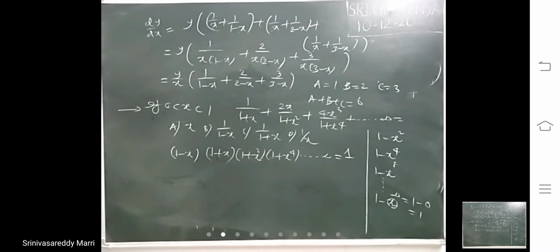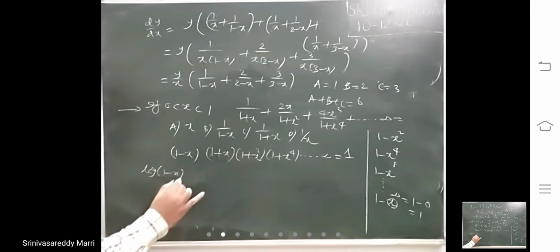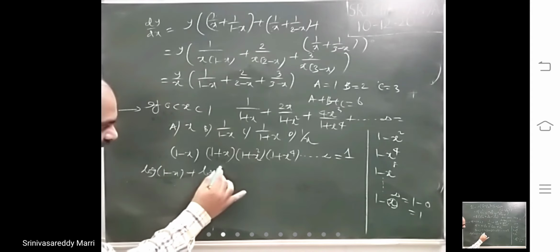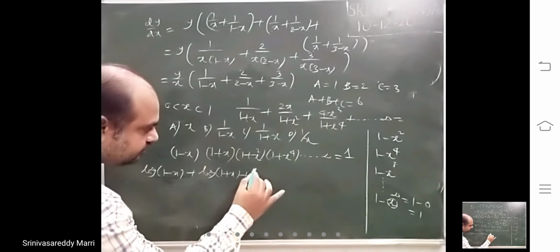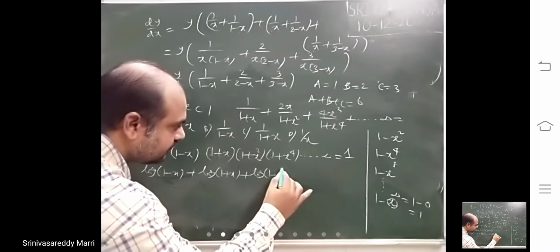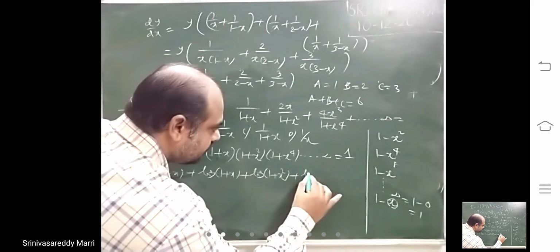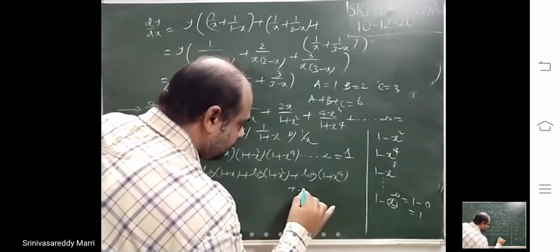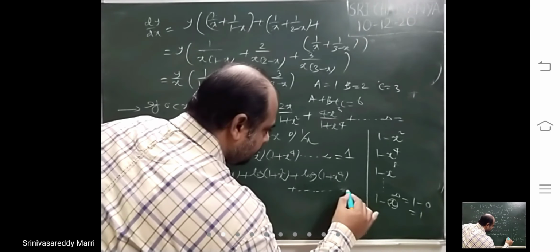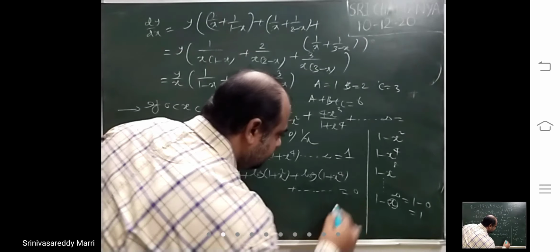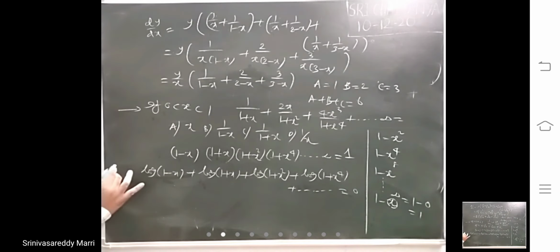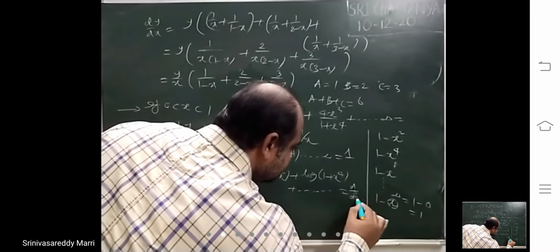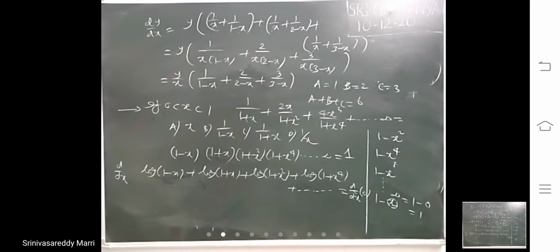Use this identity. Whenever this identity you know, apply logarithm on both sides. Apply logarithm and do the derivative. Equal log 1 is 0. Log 1 is 0. Now d by dx on both sides. Apply logarithm and then d by dx on both sides.